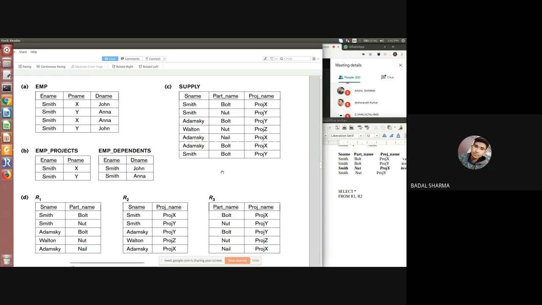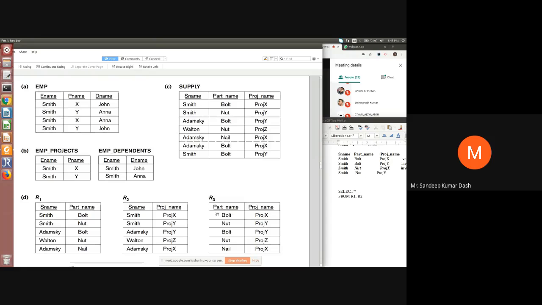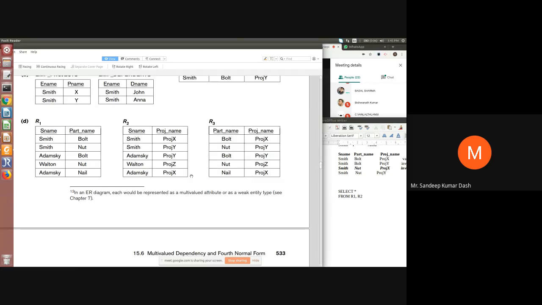So this was your case. Then how do you know whether your division will be proper or not, whether this supply relation that you have divided into R1, R2, R3 will have the non-additive join property or not? Non-additive join means it should not generate any spurious tuple. So for that there is an algorithm.